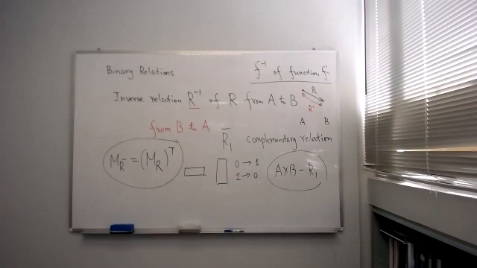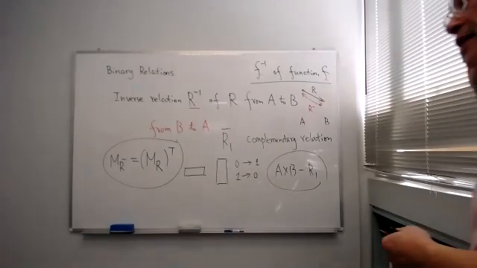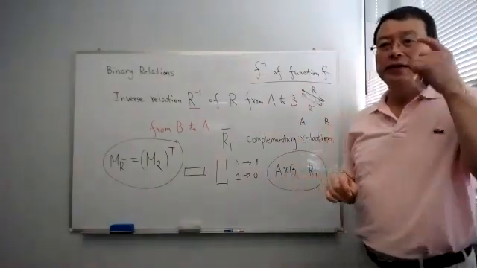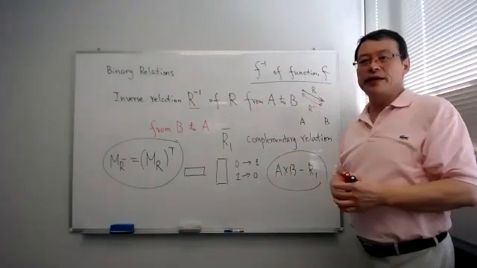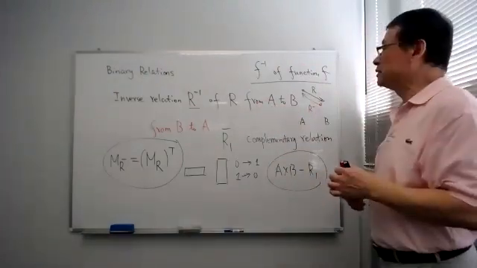Yes, the Cartesian product A times B times C, as I explained, is from A to the Cartesian product of B times C. Yeah, B times C. Basically, you're right.